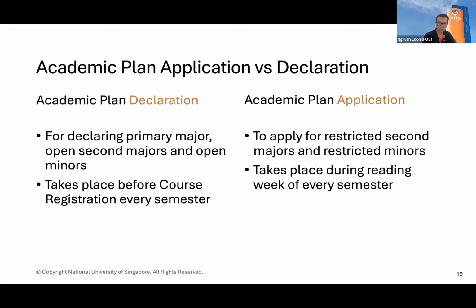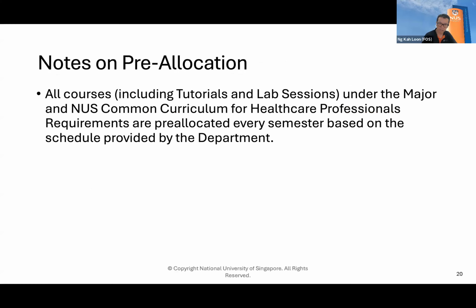Unless you are trying to apply into a closed minor, a restricted minor, then you take note that the academic plan application phase happens later on in the semester. It will only take place in the reading week of every semester, because these restricted minors, if your application is successful, will only be added to your plan in the following semester. So that is the difference between declaration and application.